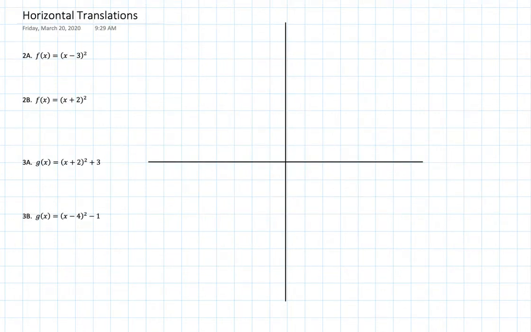So the left right is the backwards stuff, but it's the stuff in the parentheses. So if you look at this one here, where you have x minus 3, that means it's going to be moved to the right 3 because it's all wonky and backwards. Okay? So my original one, again, would look something like this. Hey, I think I'm getting better with practice.